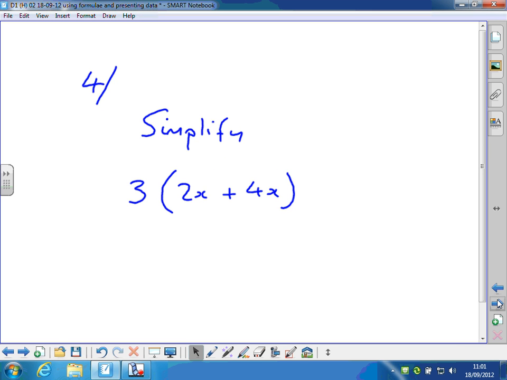Simplify. I can simplify this. Last week we were talking about what 2x plus 4x is. What's that? Yeah. So I've got 3 outside the bracket and 6x inside the bracket. Do you remember last week what that means? Times, so 3 times 6, 18x. So it all simplifies down to 18x.